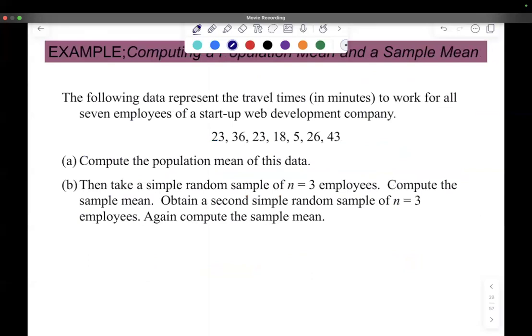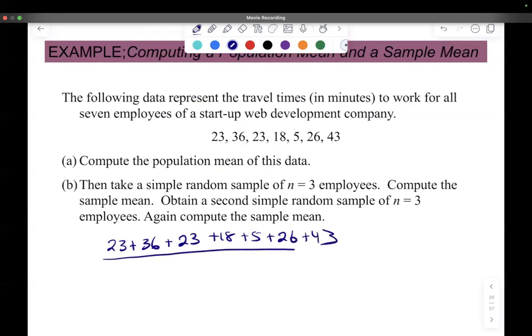So this data represents the travel time to work for 7 employees of a startup web development company. We're going to compute the population mean of this data. So I'm going to add them all up: 23 plus 36 plus 23 plus 18 plus 5 plus 26 plus 43. Then I'm going to divide by 7. Use my fancy schmancy calculator.